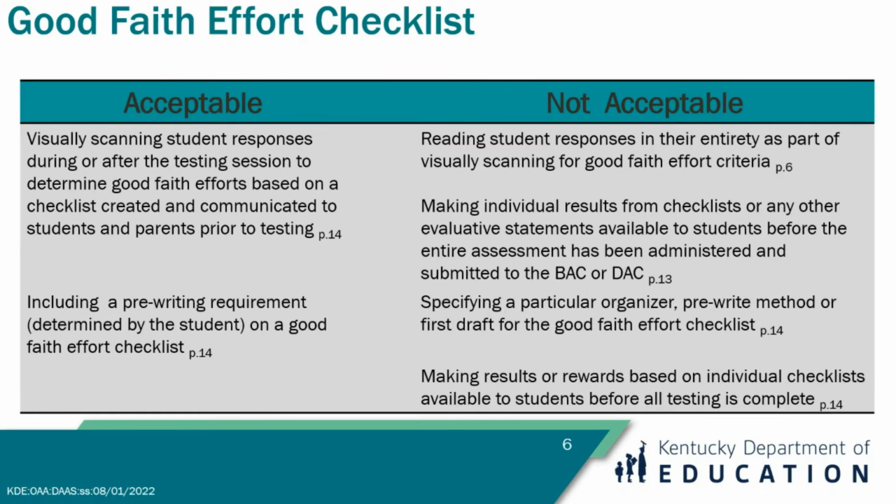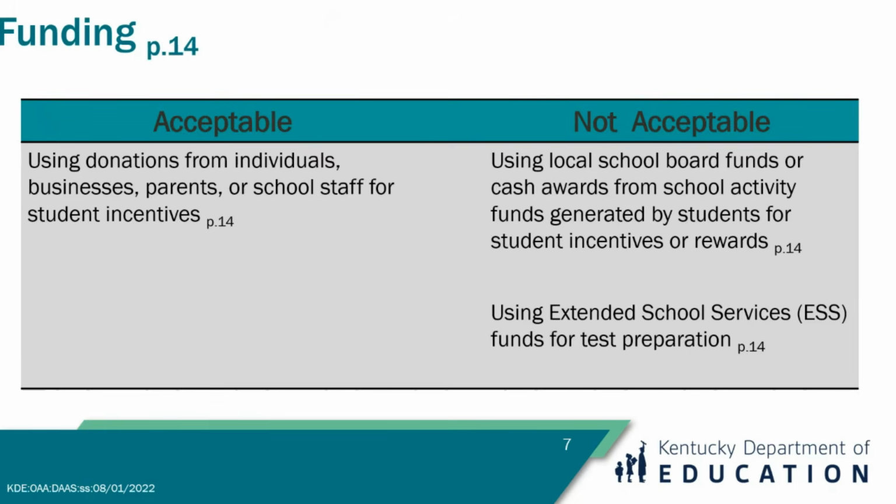How will we fund the rewards using the good faith effort checklist? Funding rewards for our good faith effort checklist may come from a variety of sources. The best source may be donations from individuals, businesses, parents, or staff to fund the student incentives. Other regulations besides the Administration Code apply to curriculum, instruction, reward funding, etc. When planning activities tied to assessment, refer to the appropriate regulation. Your district or school staff should be able to assist you with which regulations apply to your situation.